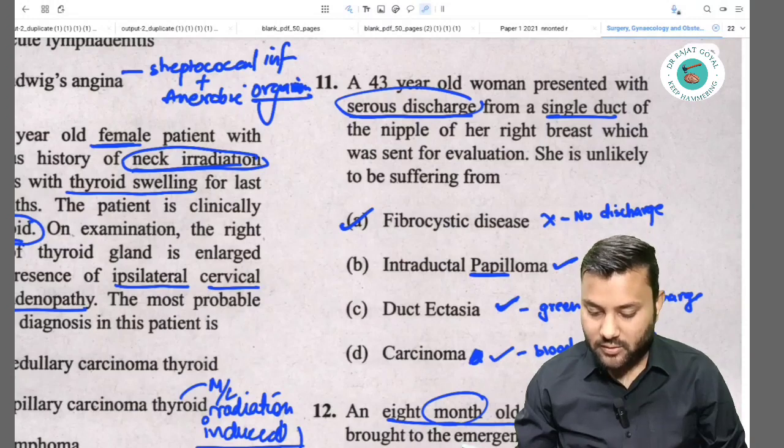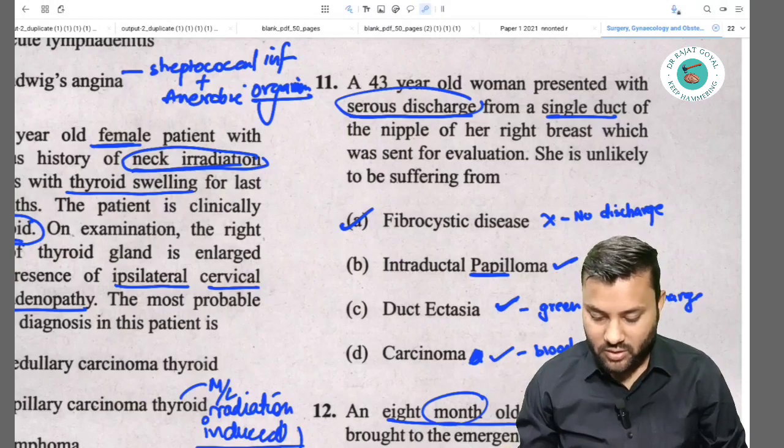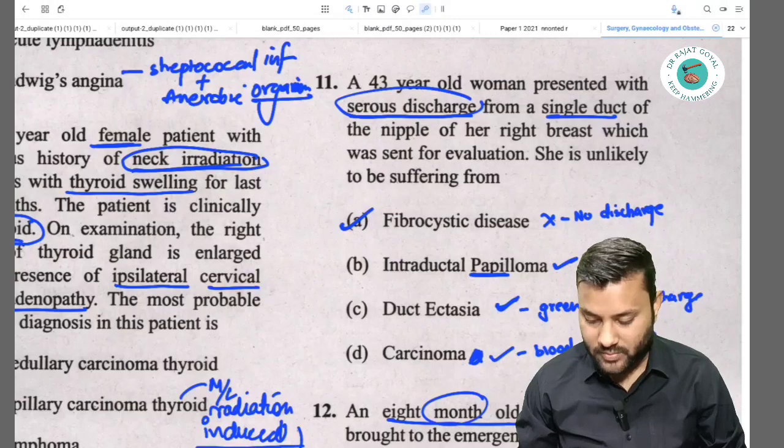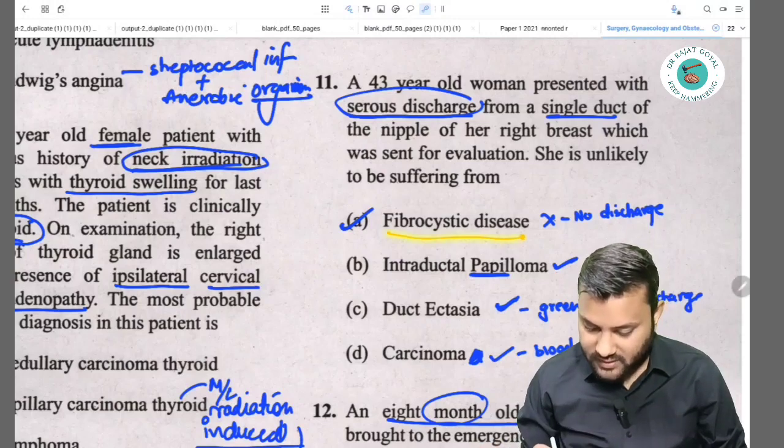A 43 years old woman present with the serous discharge from the single duct of the nipple of her right breast, which was sent for the evaluation. She is unlikely to be suffering from. So, answer options are fibrocystic disease, no.